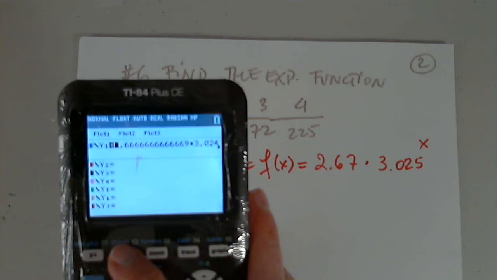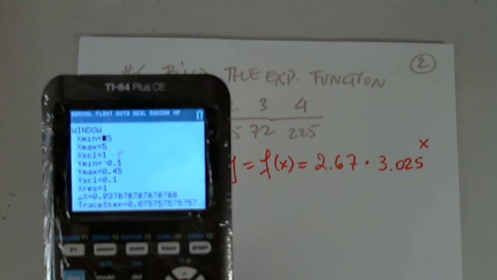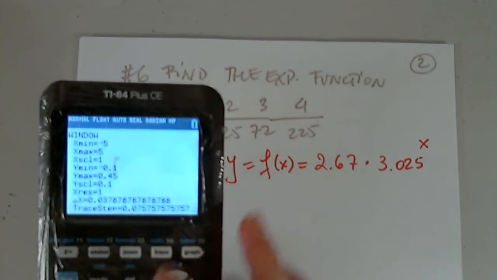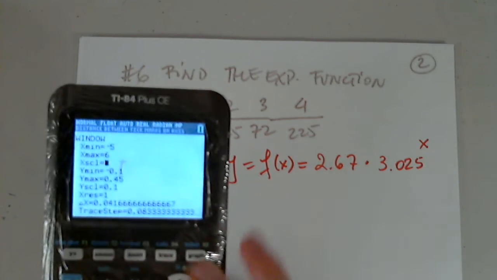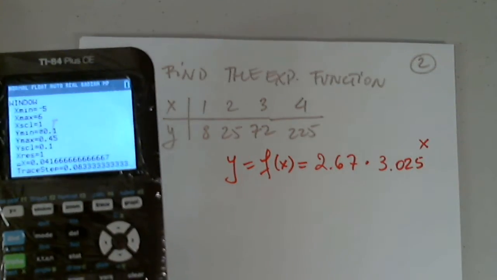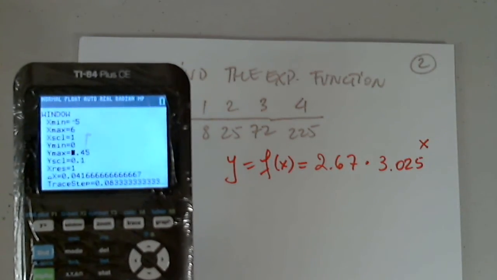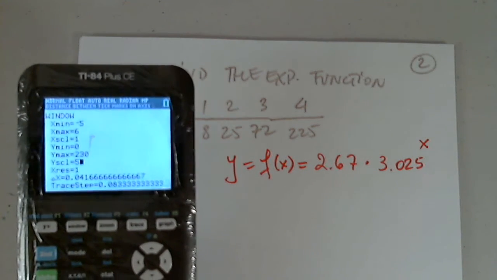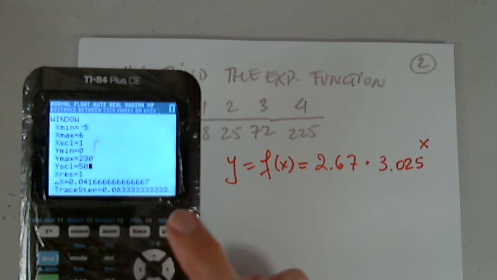So let's go to window. I can use zoom fit, but I prefer having control over this. So let's say -5 is fine, but at least, let's say, 6 or 7. And the y minimum with a scale of 1 is fine. Y minimum, 0, but y maximum has to pass this value. So I'm going to put 230, with a scale of, let's say, 50. At this time, I will press graph.